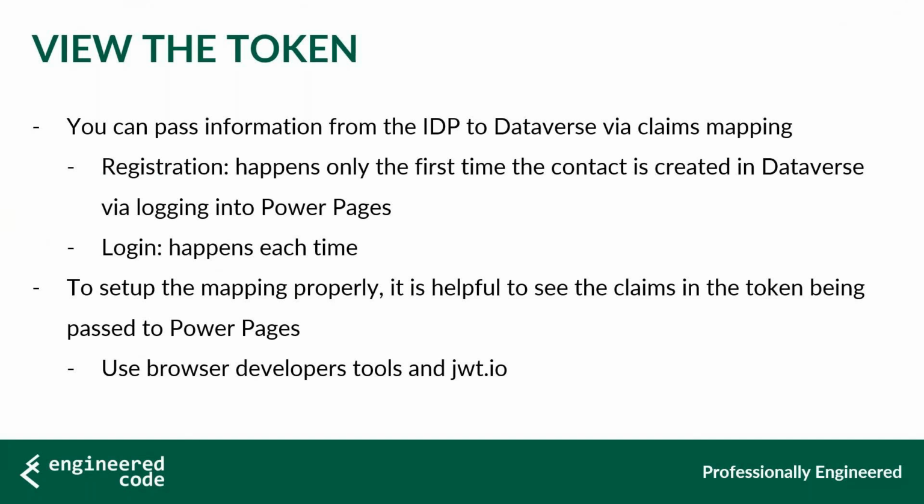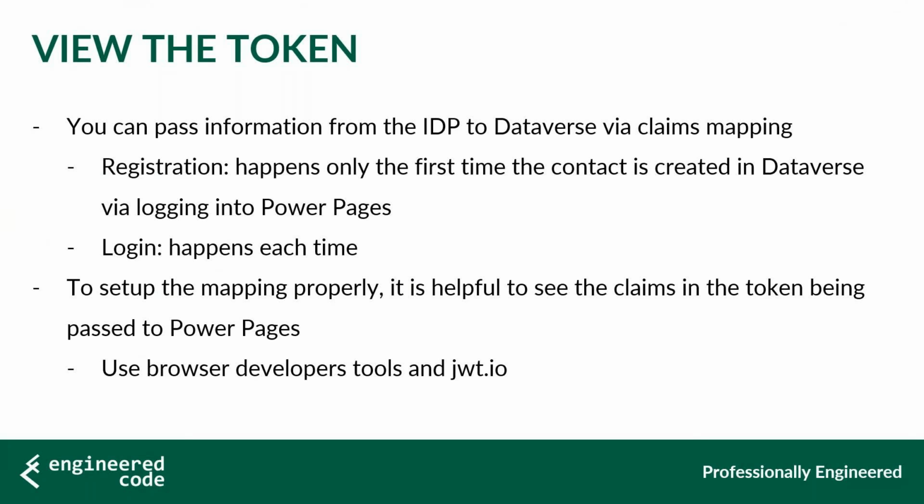There's information in that token, and you can actually enable what are called claims. So you can include information from your identity provider. So maybe your identity provider has their first name, their last name. You can pass that information via the token as claims.